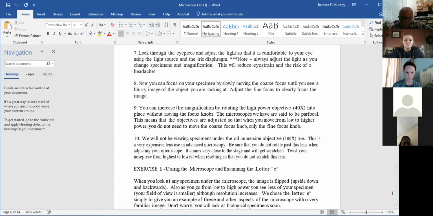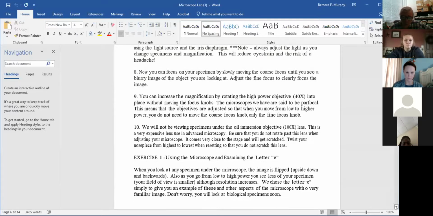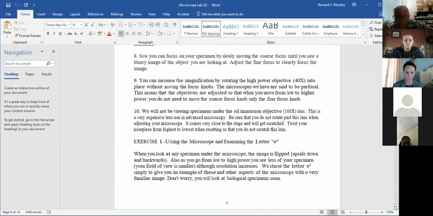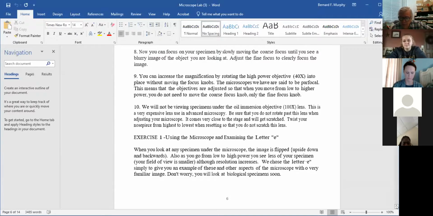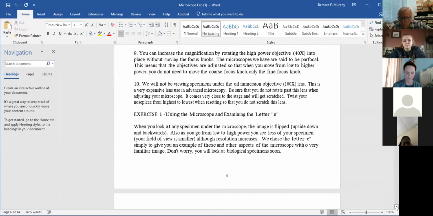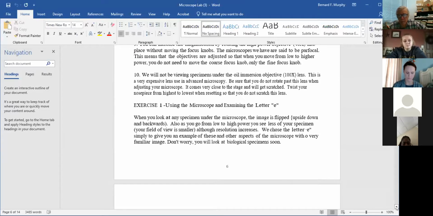And we won't be using your immersion lenses. Okay. Well, let's go over what we would have done in a lab, and we actually had it on campus lab. The first thing you look at would be a letter E. Real exciting. And when you look at the letter E under the microscope, you'll notice that it is flipped upside down and backwards. It's upside down and flipped left to right.